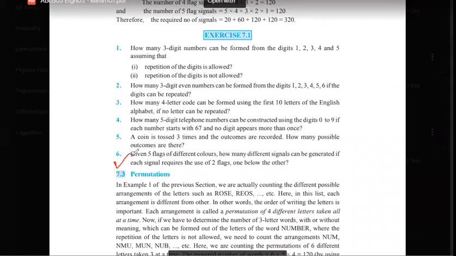Next, sixth one. A flag. This one we have done, right? Sixth one, tell me. 2 flags are used, for the first 5 options, second 4 options. So 5 into 4, 20. Easy? Yes, Vastu, very good.